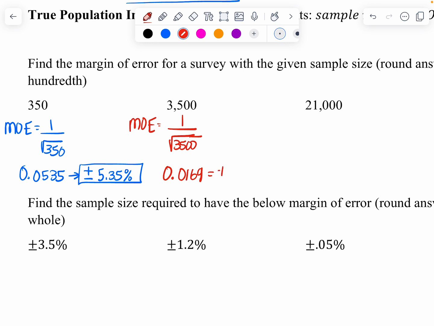And that's going to calculate out to plus or minus 1.69%. That's our margin of error. It could be plus or minus, depending on what the results of our survey is. If we said 50% of the people said this, our margin of error would be 50% plus 1.69% and 50% minus 1.69%. There is a bit of an error there that we have to allow for.